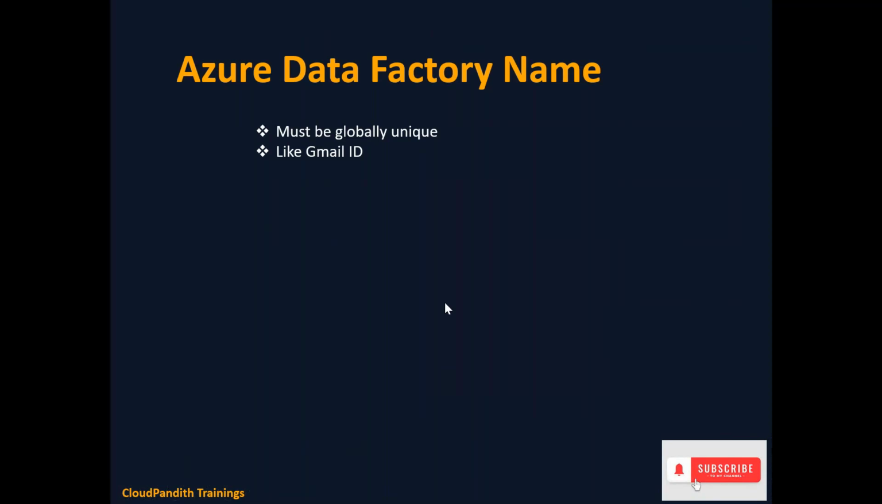Now let's talk about Azure Data Factory. The Azure Data Factory name must be globally unique, just like a Gmail ID. That is why we add a project name or number to the data factory name, so that it identifies the data factory uniquely. We generally give our client name, then whether it is a dev or prod environment, then whether it is the first data factory, second data factory, something like that. For example, for training purposes, I'll say Cloud Pandith underscore training underscore dev underscore 001. That's how we follow some naming conventions.